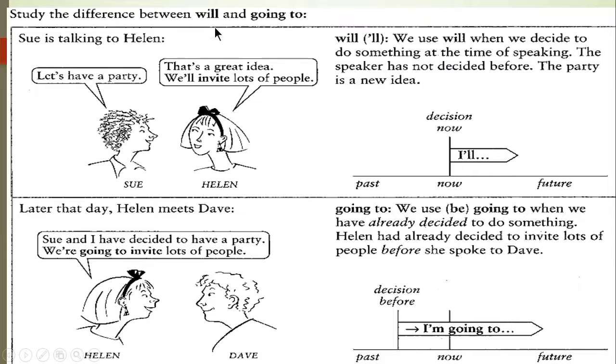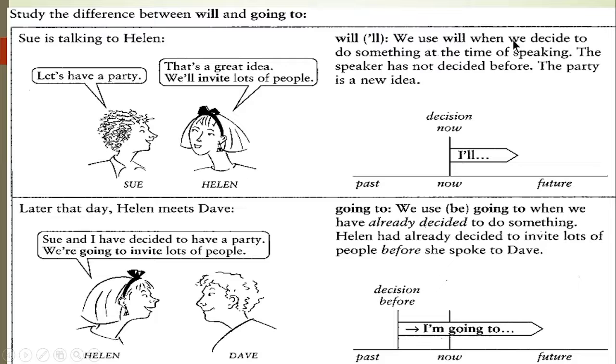Now study the difference between will and going to. Remember, sometimes we use going to for referring to future actions, but there is a slight difference, not much difference, but slight difference. Sue is talking to Helen. Let's have a party. That's a great idea. We'll invite lots of people. We will invite lots of people.